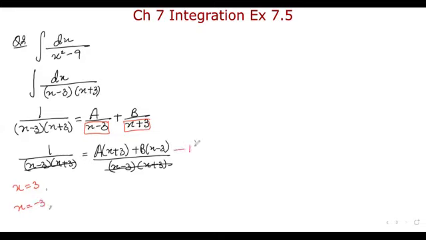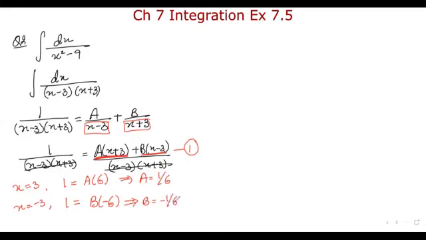So in equation number 1, if I put x equals 3, on this side there is no x, so it is 1. If I put x equals 3, then it will be 6 and this term will be 0. So the value of a comes out to be 1 upon 6. Similarly, when I put x equals minus 3, this value will become 0 and the value here will be minus 6. So the value of b is minus 1 upon 6. Once I get the values of a and b, I will integrate it.